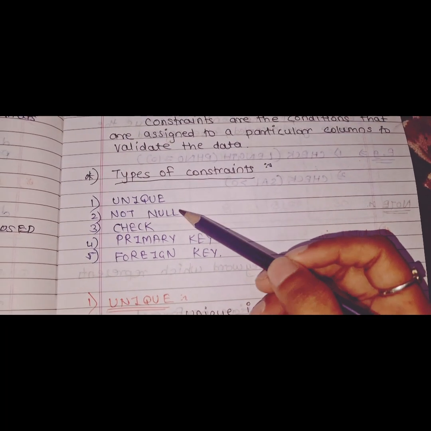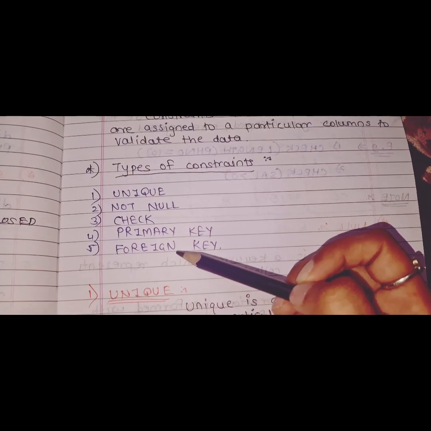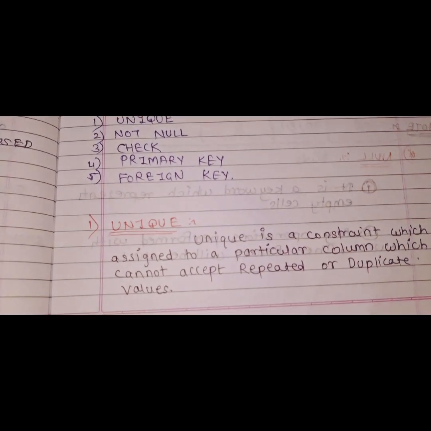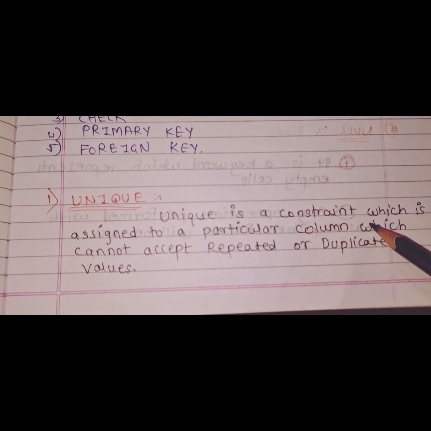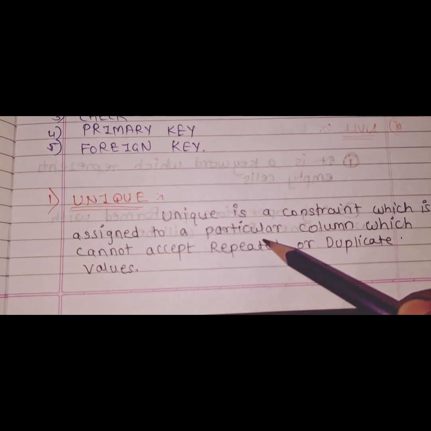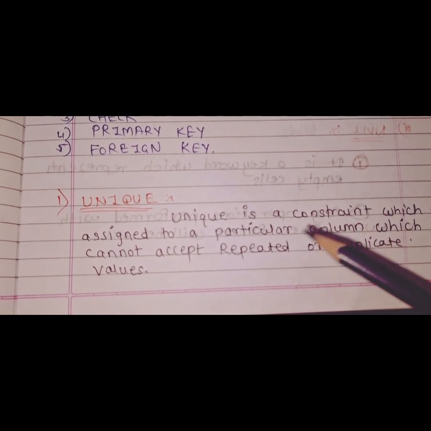Let's understand each one of the constraints line by line. So let's start with the unique constraint. Unique is a constraint which is assigned to a particular column which cannot accept repeated or duplicate values.